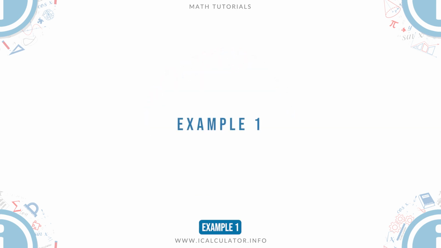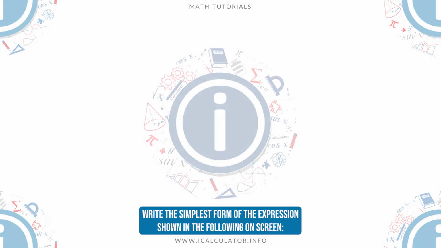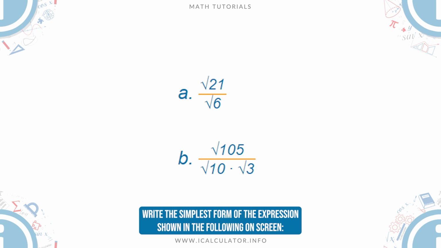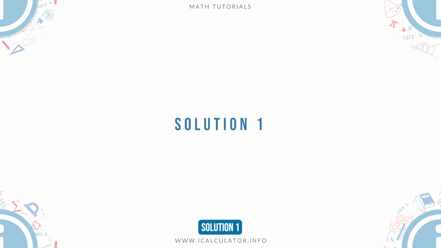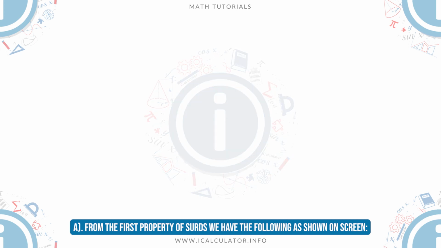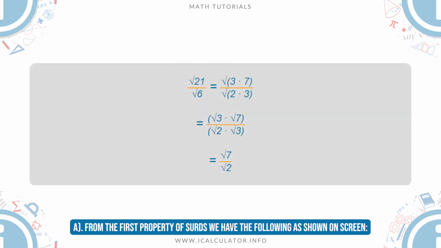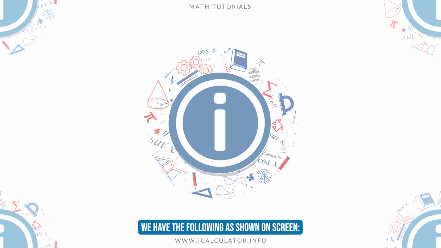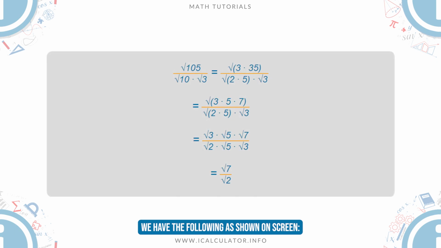Example 1. Write the simplest form of the expressions shown in the following on screen. Solution 1. A. From the first property of surds, we have the following as shown on screen. B. Again, from the first property of surds, we have the following as shown on screen.